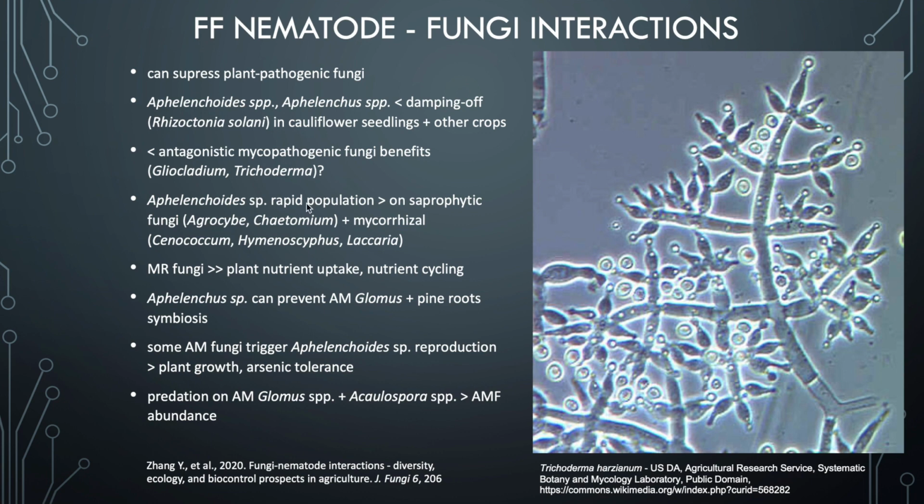Aphelenchoides species grow rapidly on saprophytic fungi, such as Agrocybe, for example, and also mycorrhizal species, such as Laccaria. And of course, when mycorrhizal fungal species are predated upon by fungal-feeding nematodes, it influences plant nutrient uptake and nutrient cycling. And this could be detrimental, for example, by reducing the mycorrhizal fungal biomass and therefore preventing plant roots being colonized, or stimulate the growth of mycorrhizal fungi.